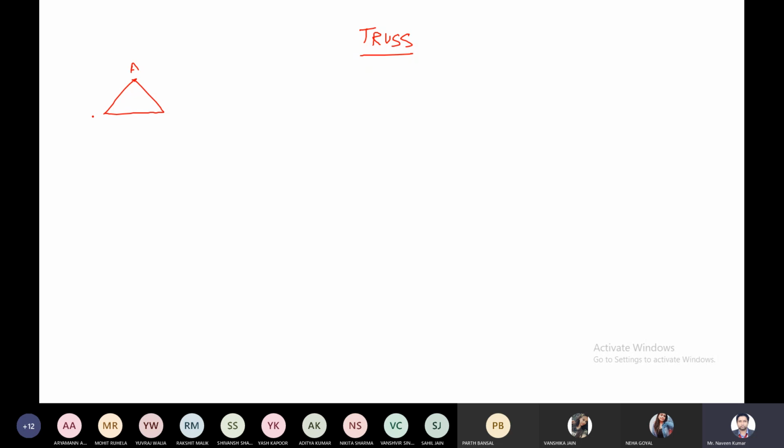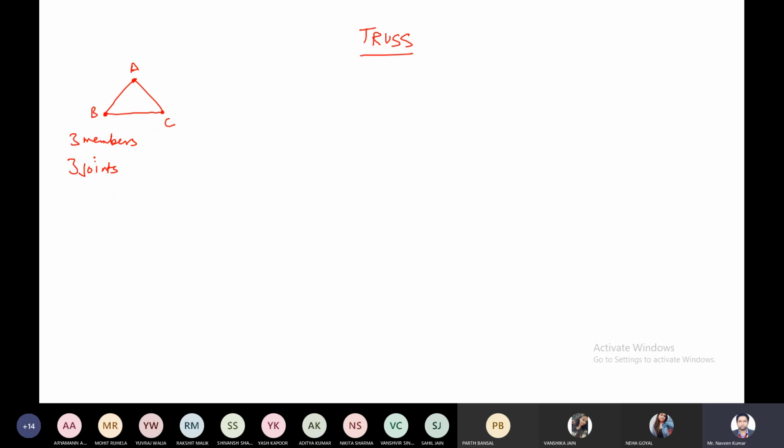So you can see this. This is A, this is B, and this is C. So we have three members, AB, BC, and CA. They are the three members here. Similarly, we have three joints, A, B, and C. So we have three joints also. Fine. So this is the simplest perfect truss, or you can say the simplest triangular truss.